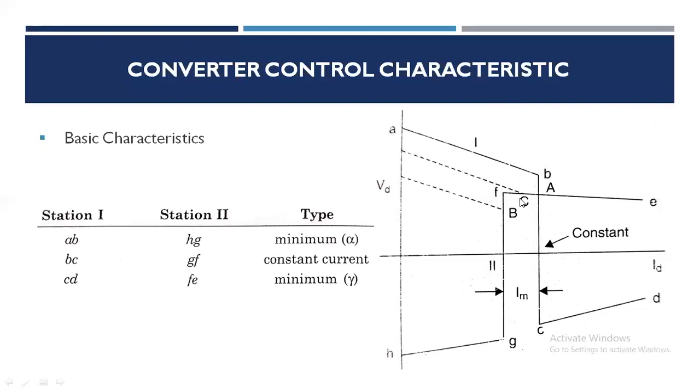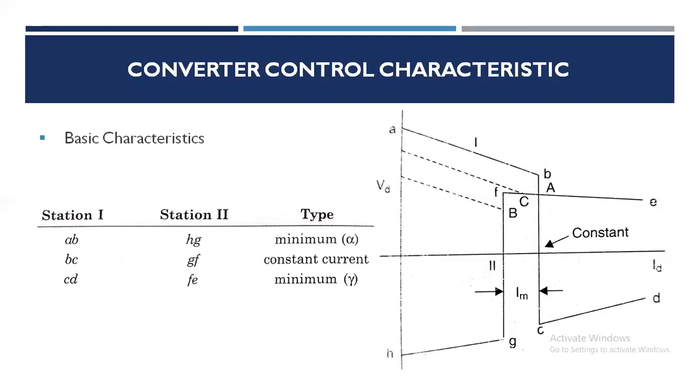With a slight dip in AC voltage, the point of intersection changes. If there is a slight drop in AC voltage, then this intersection point becomes point C, which implies minimum alpha at rectifier and minimum gamma at inverter.